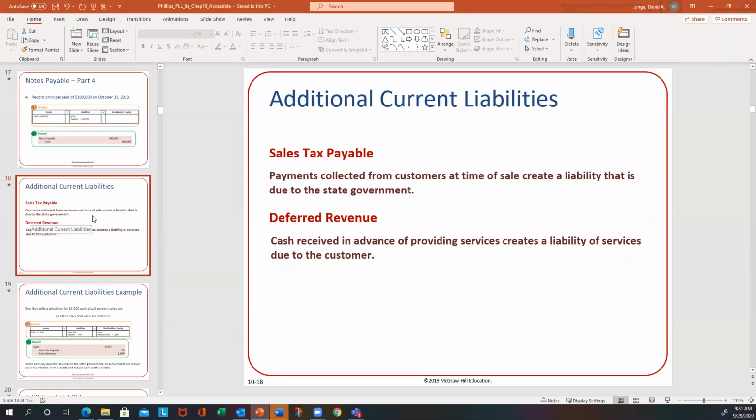And then a couple other types of current liabilities. Again, you could have sales tax payable. That's essentially the tax when you sell your product. You have to collect it from the customer and then later on pay the state. And of course, you could also have other items like deferred revenues, where you've actually received money in advance, but you owe a service. So that liability, you don't actually have to pay in money. You have to pay in terms of some sort of service that you provide.